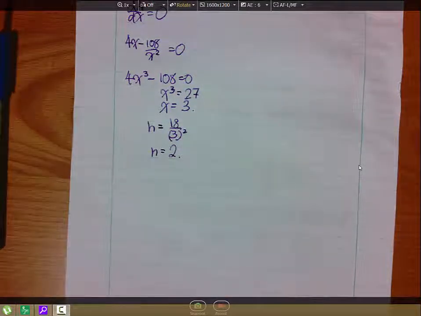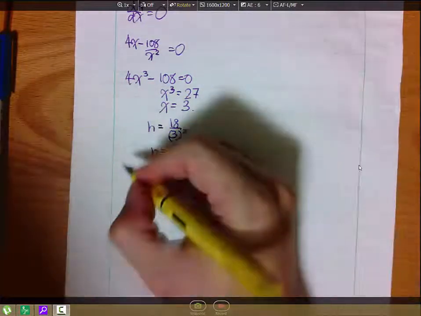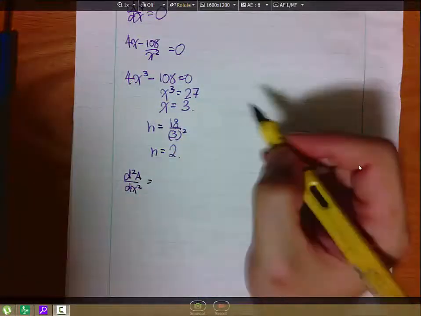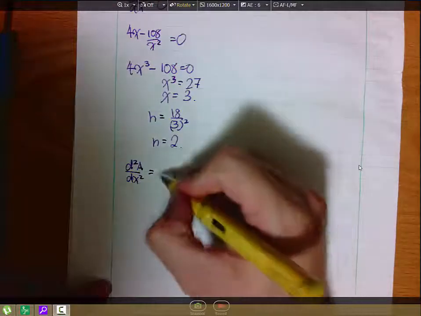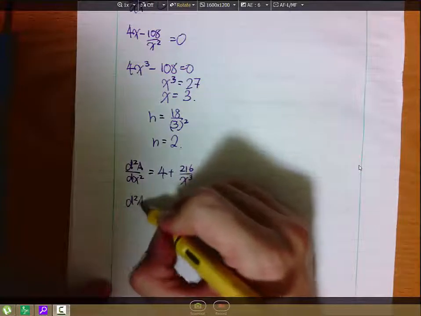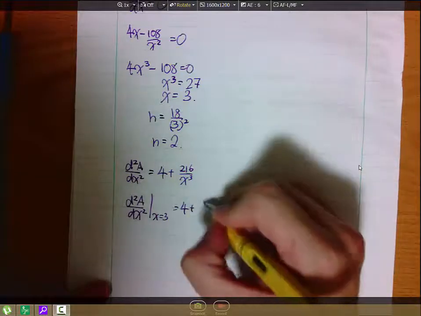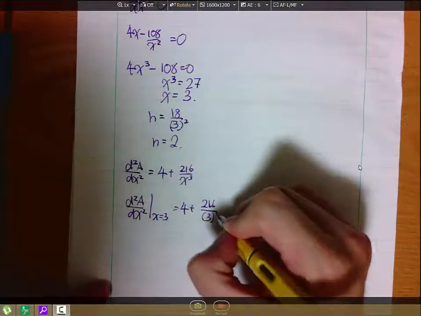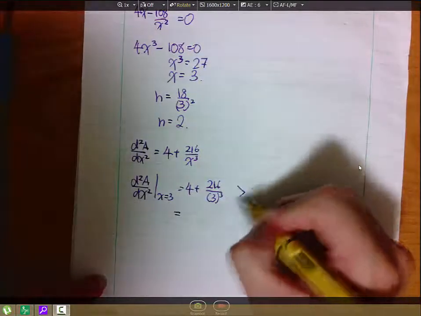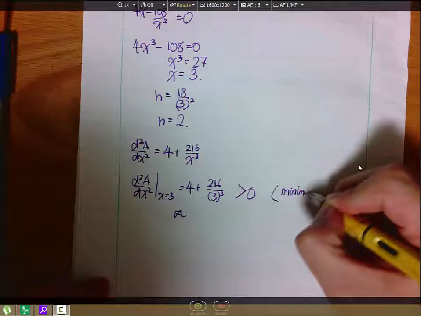Now we have to check whether the total surface area is a minimum or a maximum. How do we check? We use the second differential. My second differential, as we found just now, is equal to 4 plus 216 over x cubed. So I let x equal 3. I get 4 plus 216 over 3 cubed. I find that the value of my second differential in this case is greater than 0. Greater than 0, as we have learned before, is a minimum point.